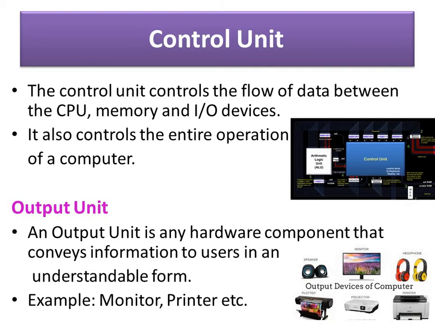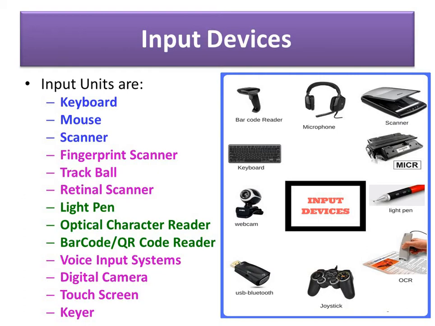Now we will learn about the various input devices. They are keyboard, mouse, scanner, fingerprint scanner, trackball, retinal scanner, light pen, optical character reader or OCR, barcode or QR code reader, quick response code reader, voice input systems, digital camera, touch screen, and keyer. We are going to learn about all these input devices in detail. You know, mouse and keyboard are the most commonly used input devices.